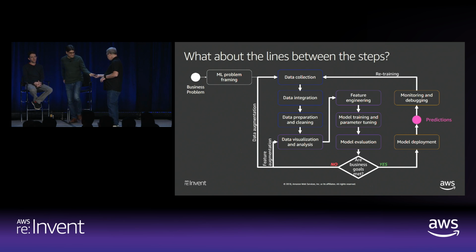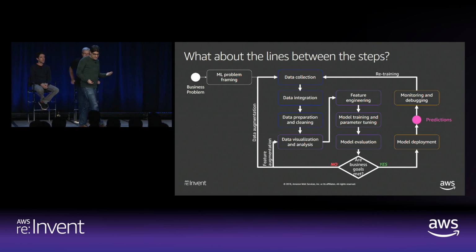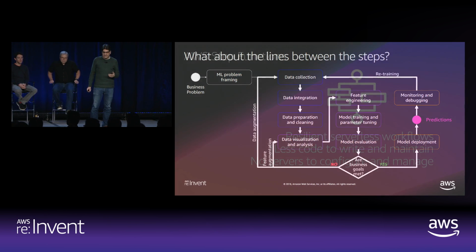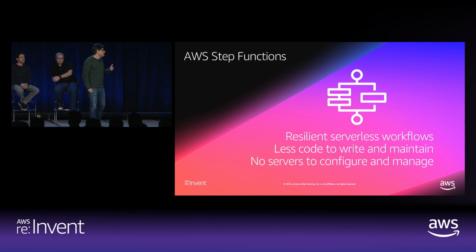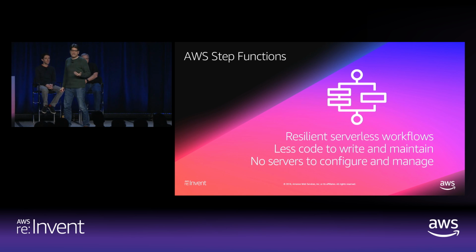Thank you. So it'll come as maybe no surprise. How do I deal with the lines between the steps? Well, one answer is AWS Step Functions. AWS Step Functions is a fully managed workflow service that lets you build resilient serverless workflows with less code to write and maintain and no servers to configure or manage. So the question is, for those of you that don't know Step Functions, how does it work?